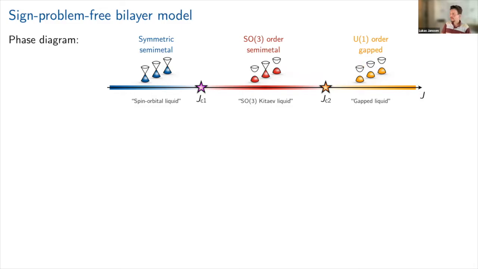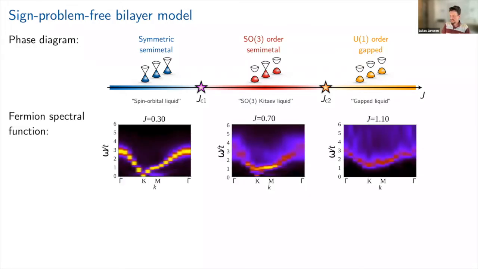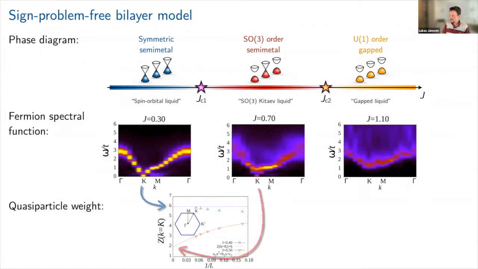In order to show that this is not only our interpretation of the order parameter, but is also seen in actual data, let me show here the fermion spectral function for three representative values. Again, this is consistent here with some Dirac cones. This is consistent with some weight still present at the k-point, but other weight is lifted. And in this phase, you really have a gap. And not only qualitatively, but also quantitatively, you find that the quasi-particle weight in this intermediate phase is 1/3 of the quasi-particle weight in the weakly interacting phase.